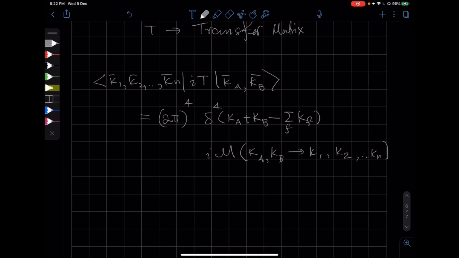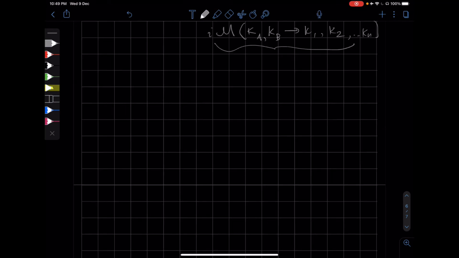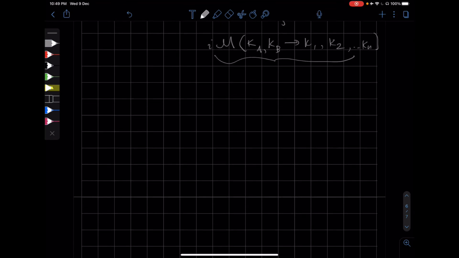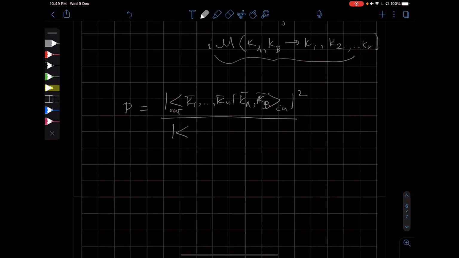And what we'll see is that it's the Feynman rules that will give us this amplitude, and then we are going to relate this to the cross-section. So the probability density is going to be given by the mod squared of the inner product between the out and the in state, and of course, we should normalize this with the norms of the in state and the out state. So this is the probability density.